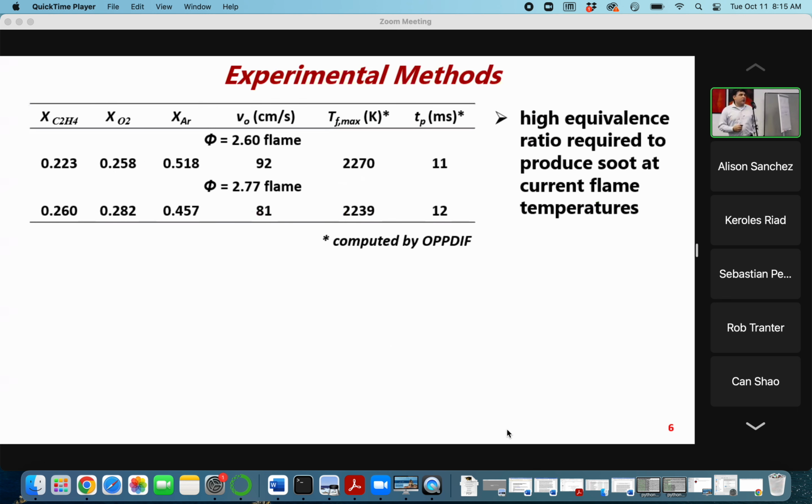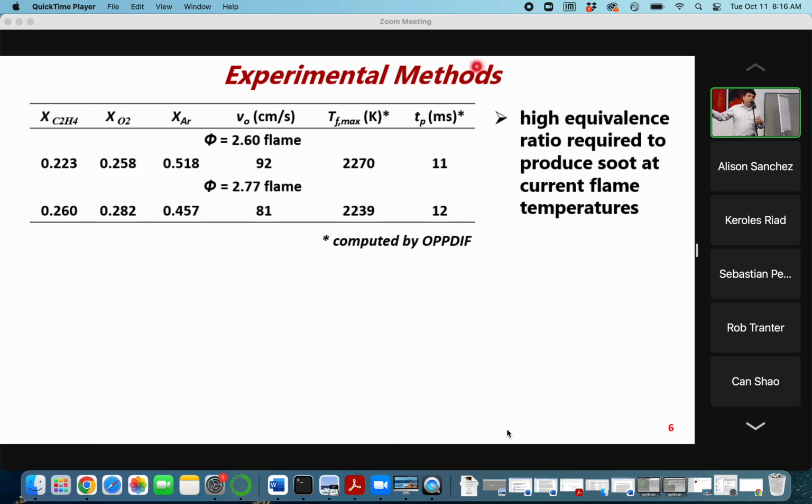So the experiments today are two different laminar flames, one at 2.6 equivalence ratio, one at 2.77. And based on our computations, we can say that these flames are higher than 2200 Kelvin. And what's unique about these, what's already known about premixed flames and unique about this regime that we've been looking at, is that if we have a high flame temperature like this, to have soot formation at these temperatures, you need to have a much higher equivalence ratio than normal.